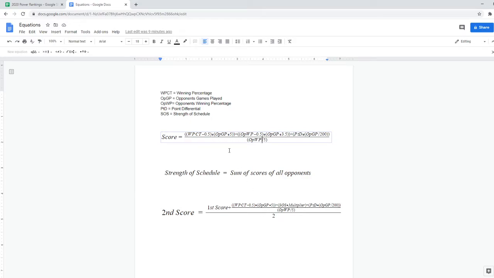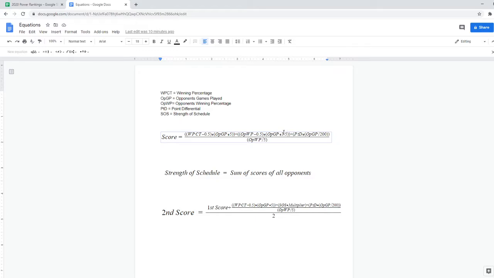Now, the opponents' winning percentage is the same thing as we had beforehand, where opponents' winning percentage minus 0.5 is in order to weight it. As opposed to 1 to 0, we have it as 0.5 to negative 0.5. That way we can make it so that instead of the minimum being 0, the average is 0. So now we have it as opponents' games played. That's the same thing here. That just keeps both of these metrics, the winning percentage and the opponents' winning percentage, on an even playing field.